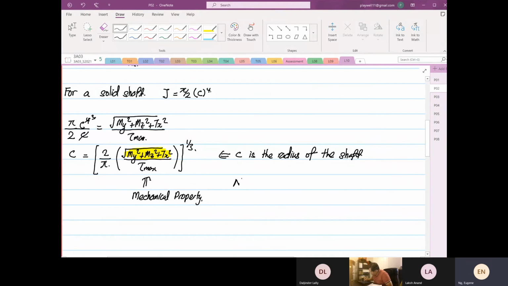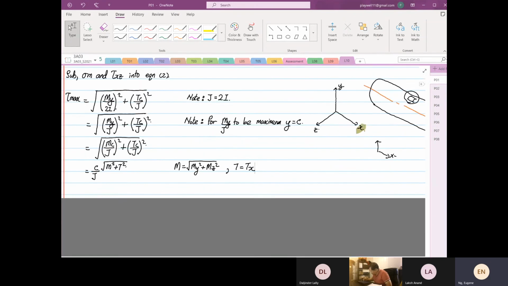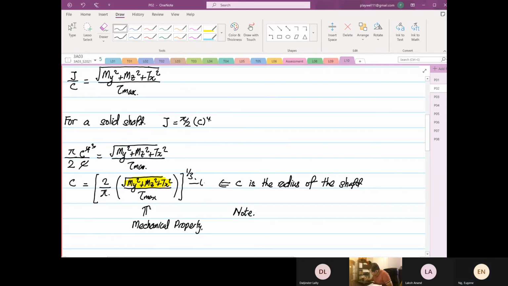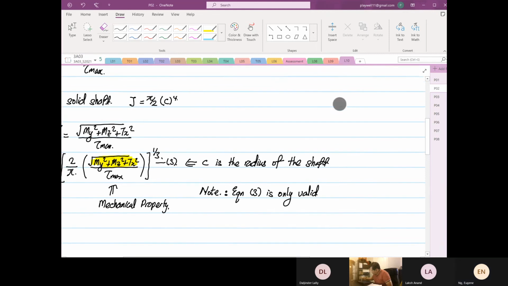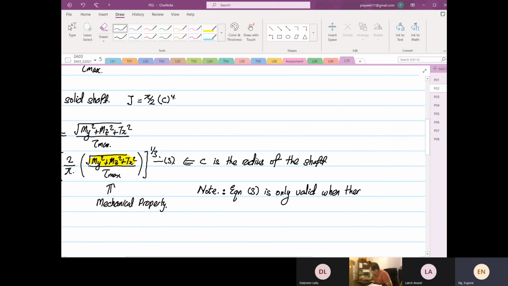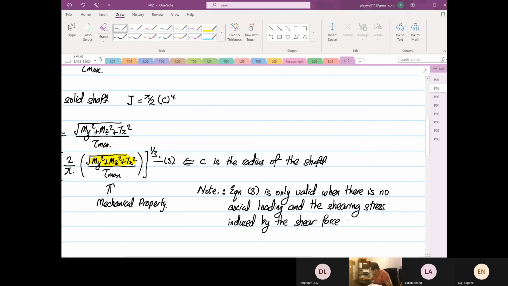And I like to put down here a note. So I'll call this equation number, what are we now? The last one that we stopped at is equation number 2. So equation number 3. Note, equation number 3 is only valid when there is no axial loading and the shearing stress induced by the shear force is small.